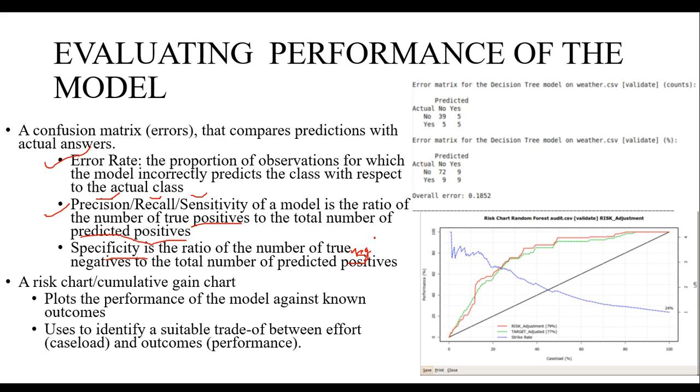The other way it is shown here. The error matrix or confusion matrix is shown here. This is basically what it is, and basically what you are interested in is the overall error, and error should be as low as possible, and accuracy should be as high as possible.